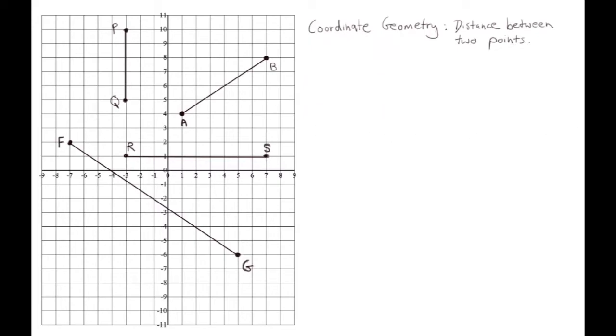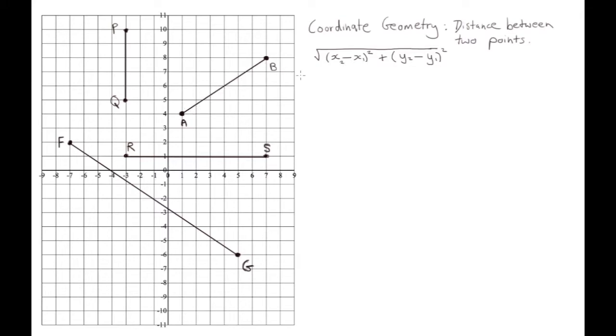However, if we want to find the distance between A and B, or F and G, we can't count out easily the distance, because if you look here, this is not the same length. This distance between here and here is not the same length as one box. So we can't really measure it out.